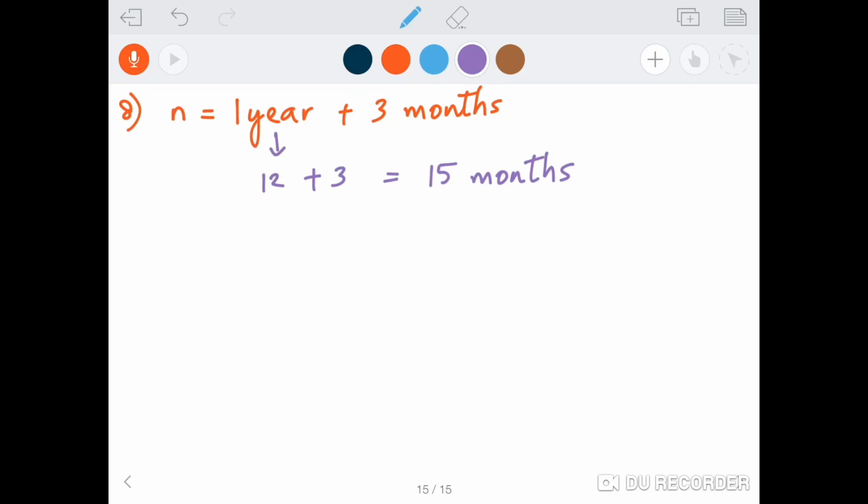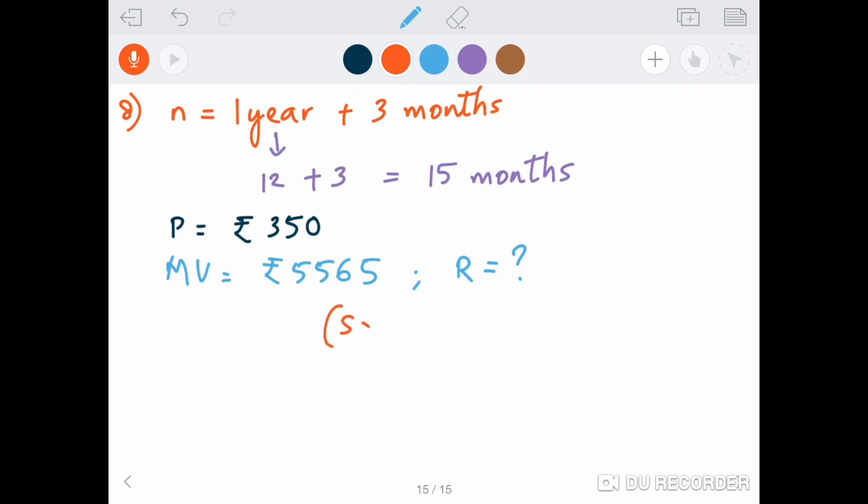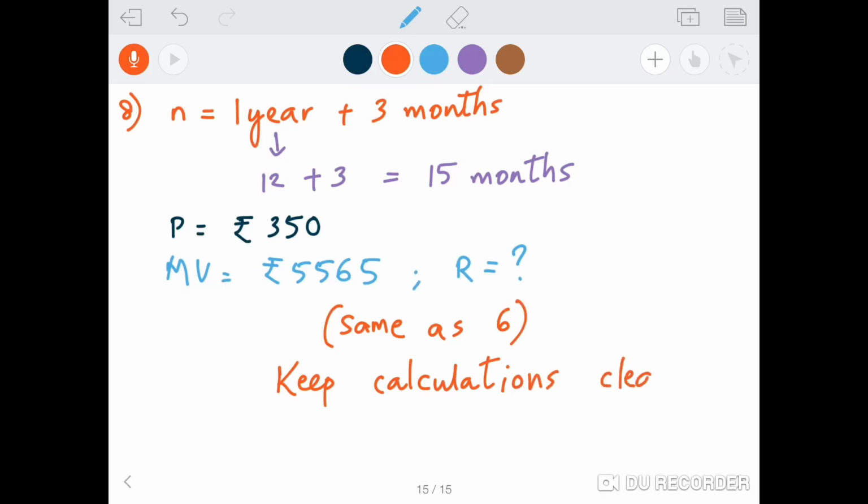And then he's given us the principal. I'm just going to put that up there. Your principal is rupees 350. He's also given you the maturity value here. Your maturity value is rupees 5,565. He's asked you to calculate the value of R. So you're just pretty much going to do what you did in the 6th question. Keep your calculations clean. I'm going to repeat this again and again. Don't get into unnecessary, unwanted calculations. Pause the video. Please finish the problem.